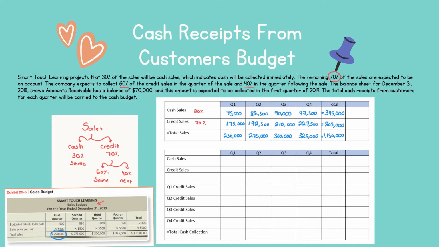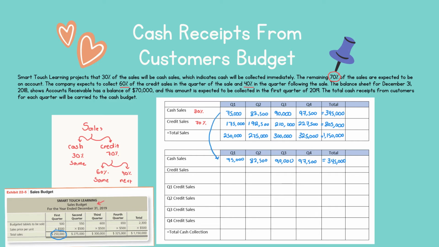So now how I'm going to collect these ones? Again, we said cash sales will be collected in the same quarter. So in the same quarter, I'm gonna write here 75 for quarter one, 82,500 in quarter 2, 90,000 in quarter 3, and 97,500 in quarter 4, so the total will be 345. Okay, so I'm taking the numbers from here.